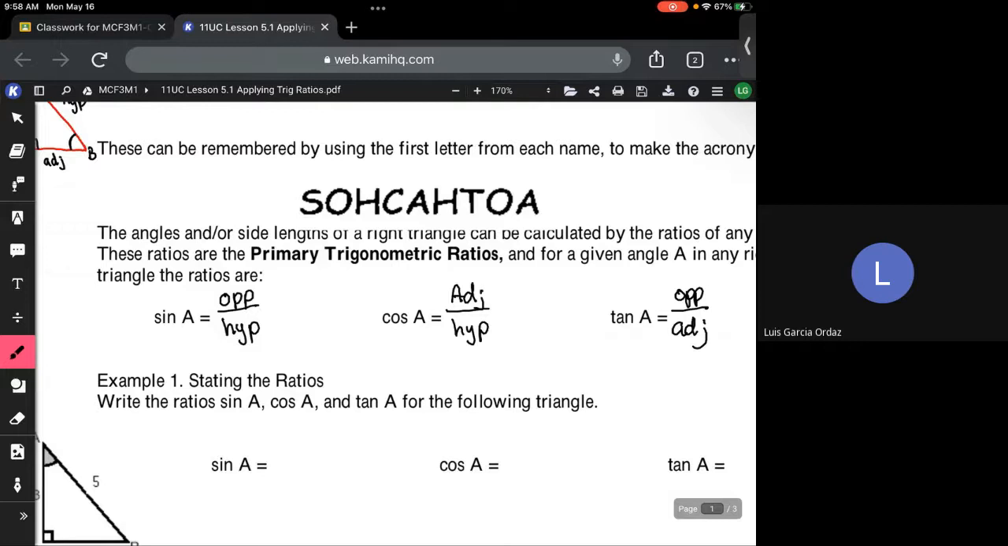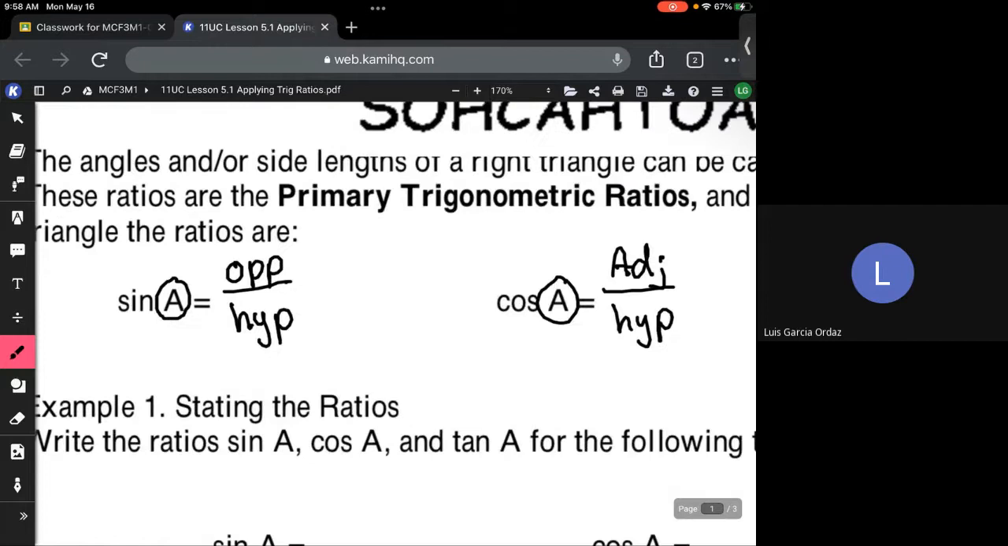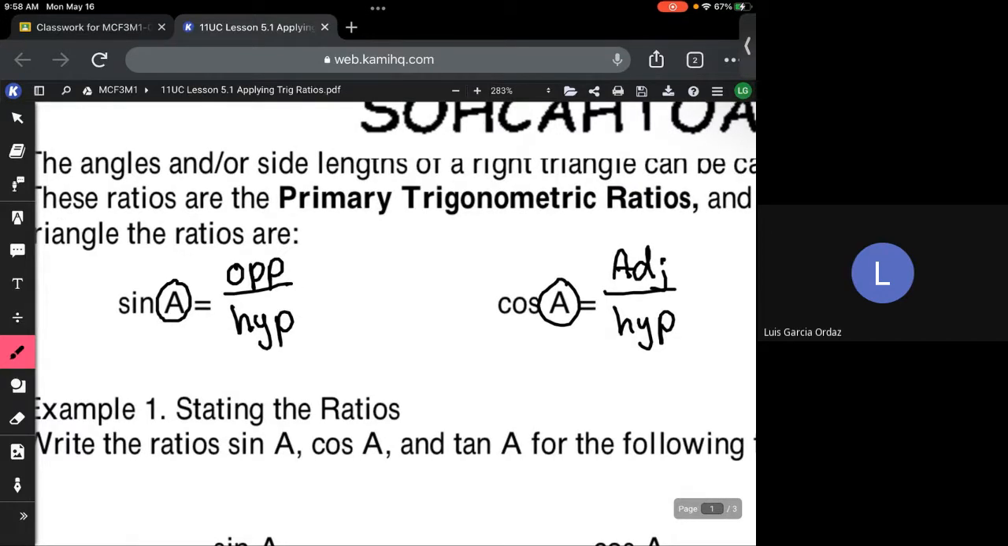And this letter after the sine, cosine, or tangent, what do you think that letter represents? Cynthia? Yeah, the angle. So if it's asking for sine A, I'm looking at angle A. So I'm going to find angle A, and then I'm going to label what's my opposite, what's my adjacent, and what's my hypotenuse.